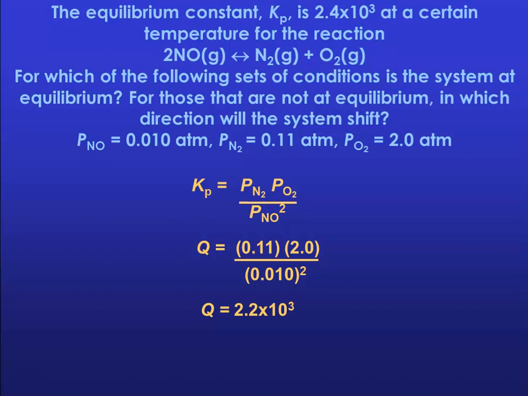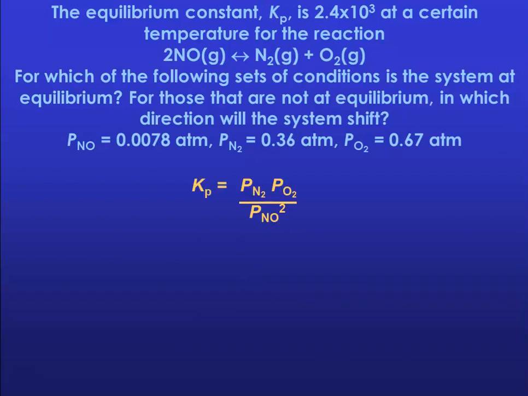This Q is slightly smaller than my K equilibrium constant, so I have not yet reached equilibrium, which means I will need to produce more products. I will have to shift the reaction so that the reactants get consumed, and the products will need to be formed until Q is equal to K. I haven't quite made it to that point yet where the rate of the forward reaction and the rate of the reverse reaction are constant.